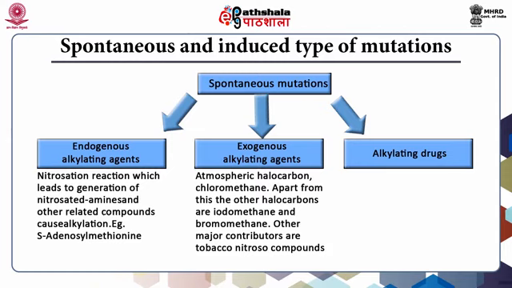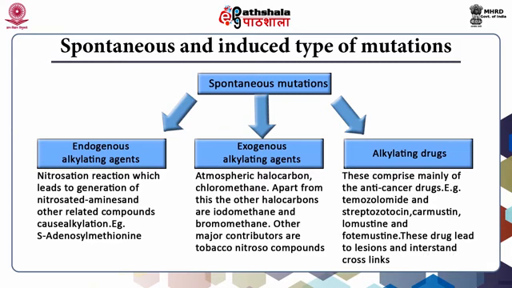In case of the third category, the alkylating drugs, these comprise mainly anti-cancer drugs, for example, temozolomide, streptozotocin, carmustine, lomustine, and fotemustine. These drugs lead to lesions and instant cross-linking.